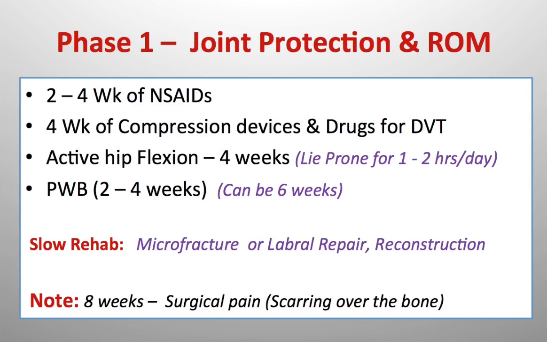So let's look into what happens in stage 1. Stage 1 following the surgery is all about joint protection and slowly regaining range of motion, especially in hip extension. It's quite common for patients to have 2 to 4 weeks of non-steroidal anti-inflammatory drugs, and also compression devices to prevent the chance of clots.